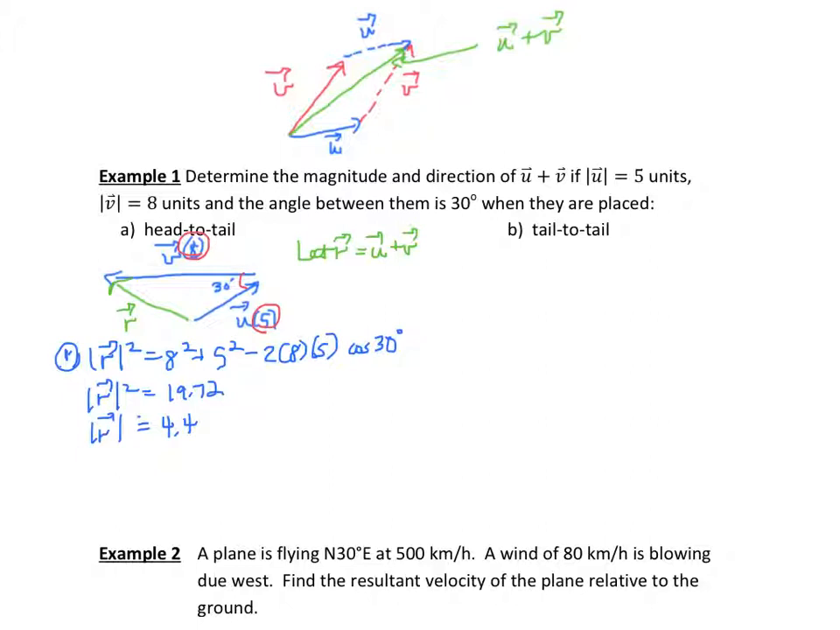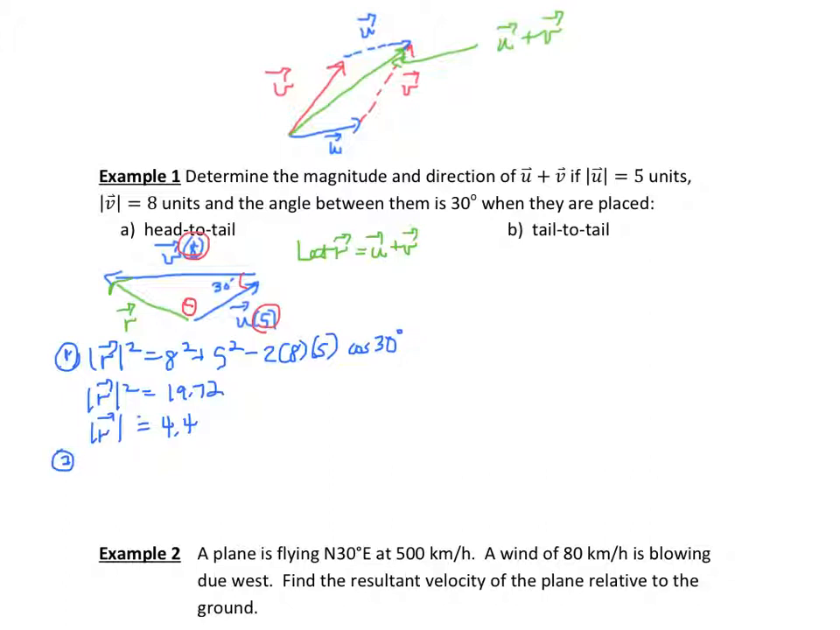So we could find the direction by finding the angle of that resultant vector relative to vector u, for example. So we're going to find that angle theta. That's supposed to be a theta that I drew in your picture. It doesn't really look like a theta. See if I can fix it. Right here. Okay, so I could, for example, use the sine law then.